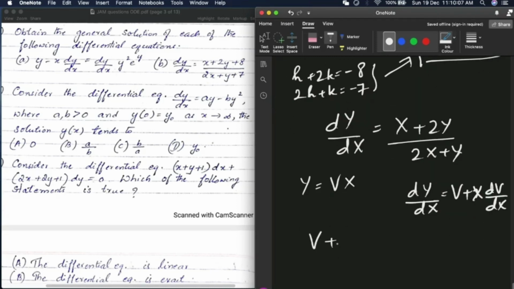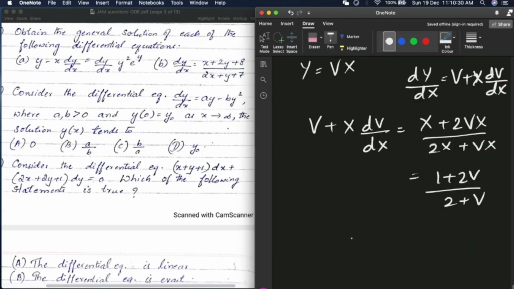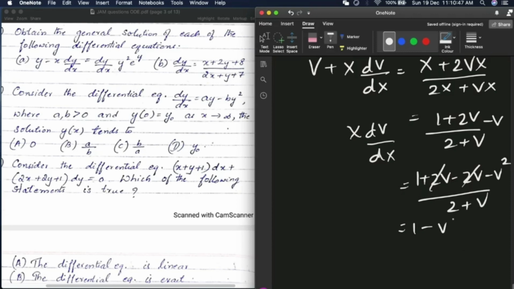This becomes v plus x dv/dx is equal to (x plus 2vx) divided by (2x plus vx). So x goes, this becomes (1 plus 2v) by (2 plus v). So x dv/dx you can write as minus v. So (1 plus 2v minus 2v minus v square) divided by (2 plus v). So it's (1 minus v square) by (2 plus v).